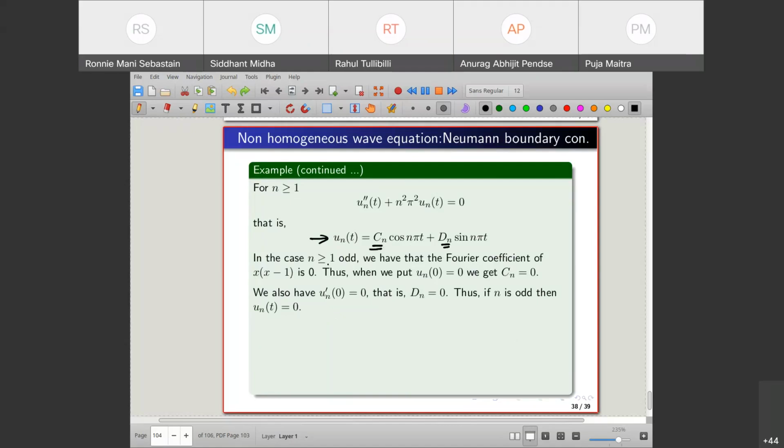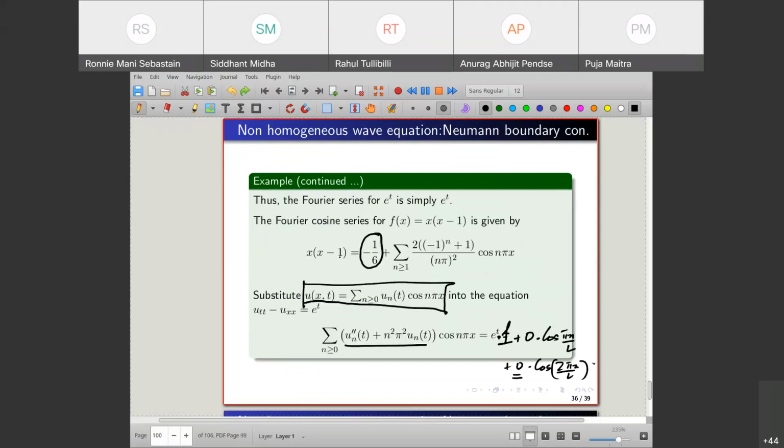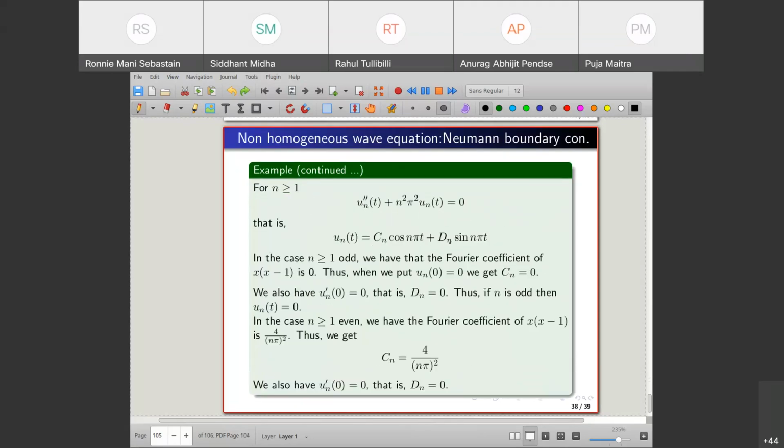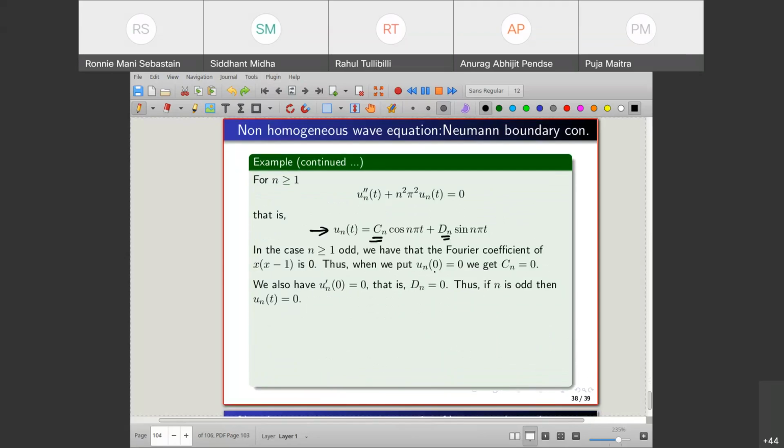So if n greater than or equal to 1 is odd, let's see what the Fourier coefficient is going to be. When n is odd, the Fourier coefficient is 0. So we get un(0) is 0, and the derivative of the function is 0, and therefore the Fourier coefficient of that is also 0. So thus both un(0) is 0 and un'(0) is 0. Therefore both cn and dn have to be 0.